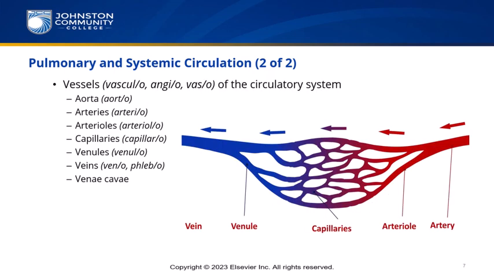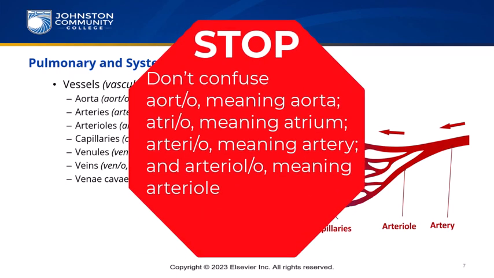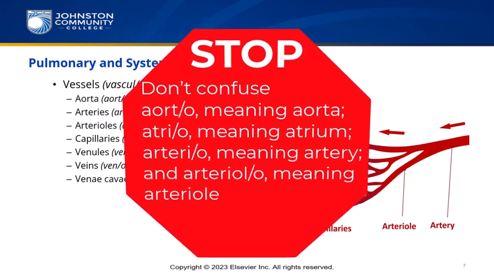Arteries are thick and muscular, necessary properties to withstand the force of the heartbeat, while veins are thinner and have one-way valves that prevent backflow of blood. Capillaries are tiny and thin enough to allow only one blood cell at a time to pass through them. Don't confuse aorto, combining form meaning aorta, with atrio, meaning atrium, or arterio, meaning artery, and lastly arteriolo, meaning arteriole. These are all very easy to get confused. I recommend using your flashcards for this chapter.